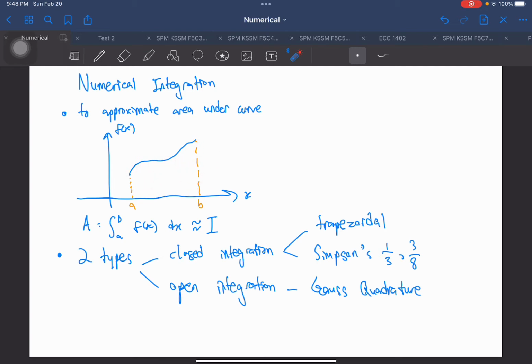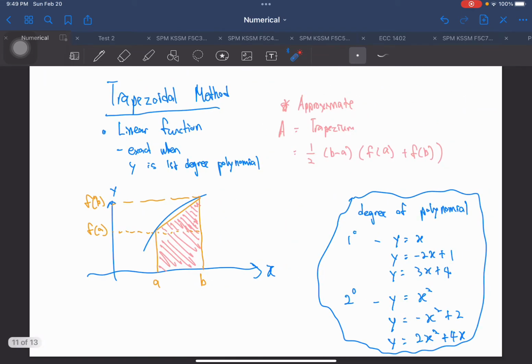Okay, so this area we denote by A, which equals the integral from a to b of f(x). There are two types of numerical integration, which are closed integration and open integration. For closed integration, there are three types: the trapezoidal method, Simpson's 1/3 and 3/8 rule. And for the open integration method, there's Gauss quadrature. Okay, so let's move on to the first method, the trapezoidal method.